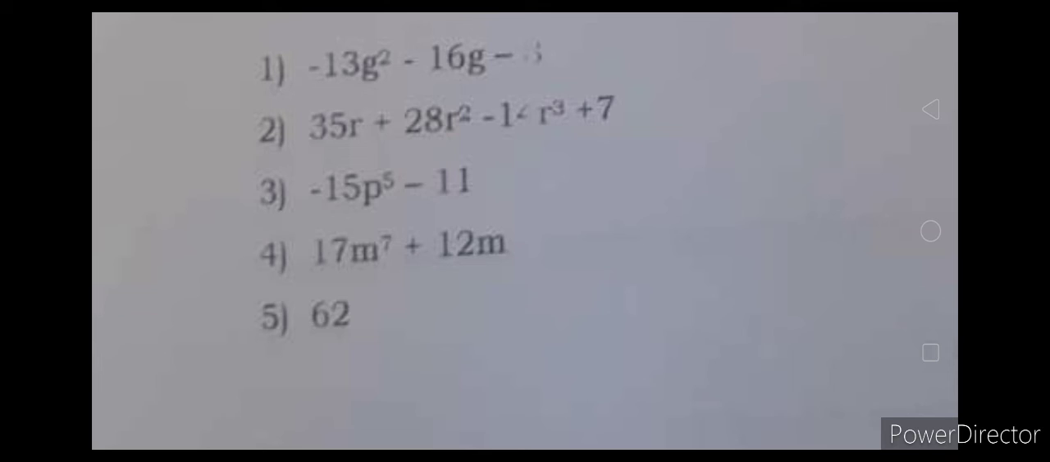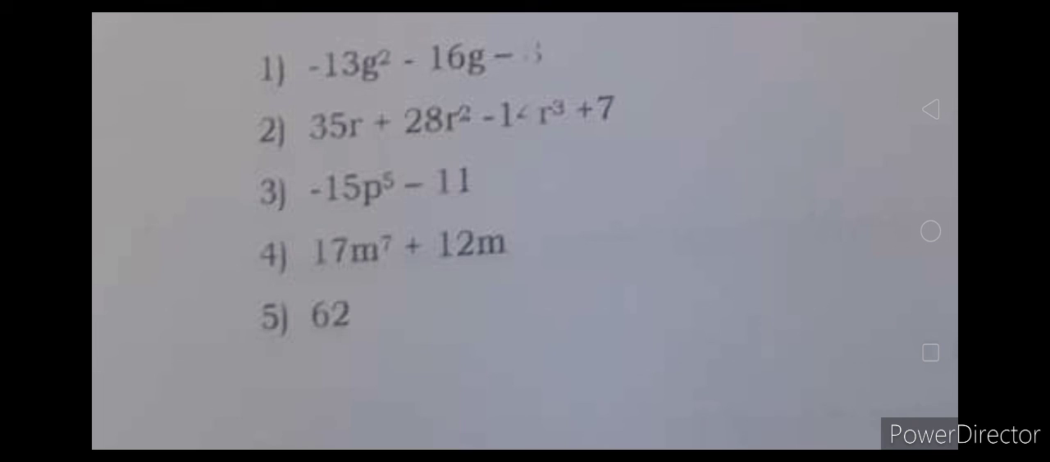4 terms lang tayo. 35r, first term. Positive 28r squared, second term. Negative l squared r cubed, third term. And the last term is positive 7. So, 4, pag 4, that is multinomial. And then, ang degree, highest exponent is 3. So, multinomial in degree 3.